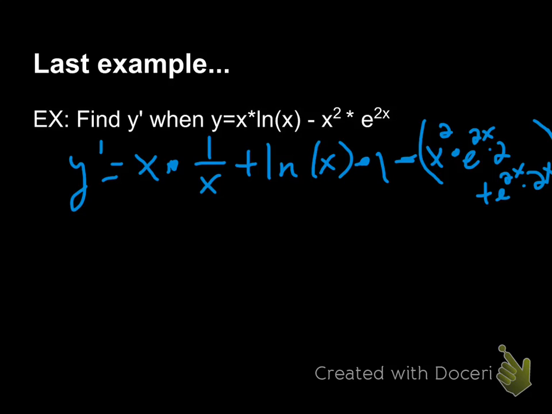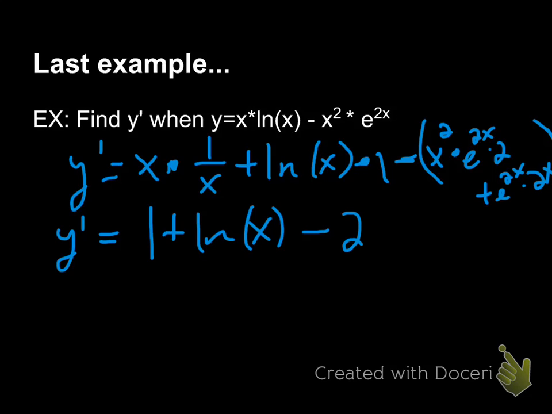All right, let's simplify. I think x over x is just 1, right? So y prime is 1 plus natural log of x times 1. Well, I think that's just plus natural log of x. Minus x squared times e to the 2x times 2. No, nothing good's going to happen there. I think we'll just rewrite it as 2x squared times e to the 2x. Oops. Distributing the negative, right? So we're actually going to have a minus 2x e to the 2x. And I think that's it. That's as simple as it's going to get.